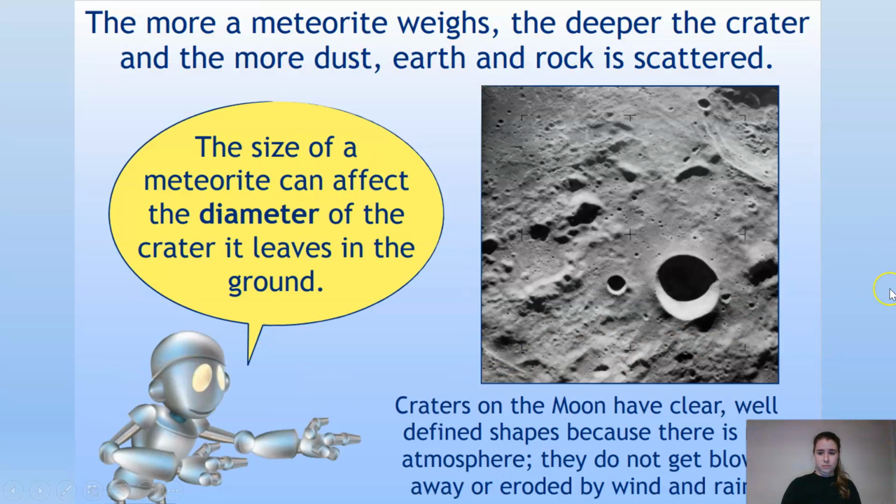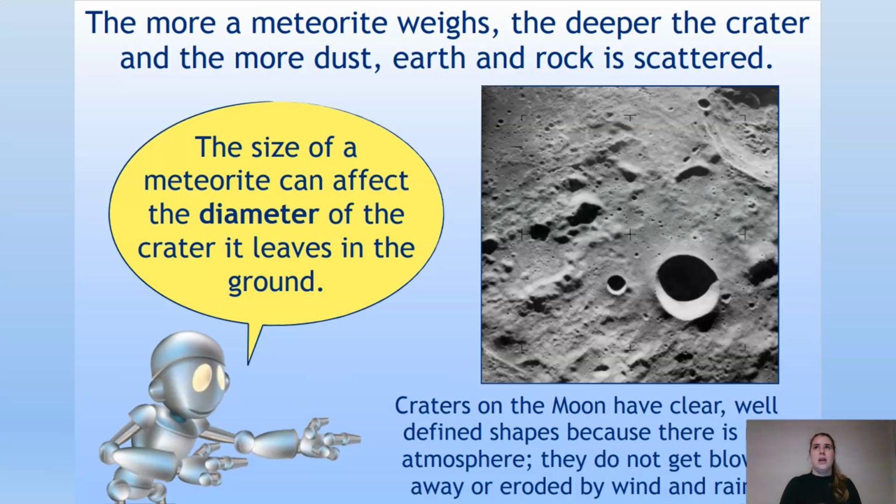Okay, well, the more a meteorite weighs, so you have to consider that it weighs less when it's in space. Obviously, when it comes through our atmosphere, it picks up that weight because it's being pulled. So the more it weighs, when that lands and makes impact, that's going to make a much deeper crater.